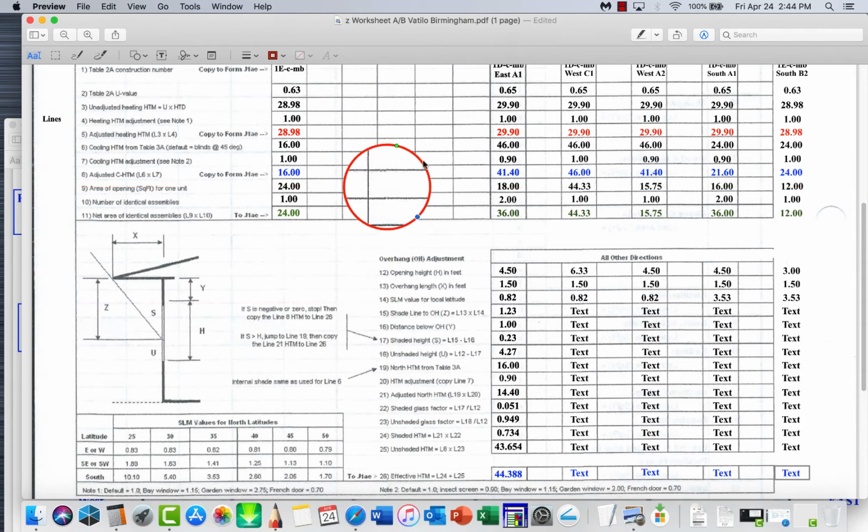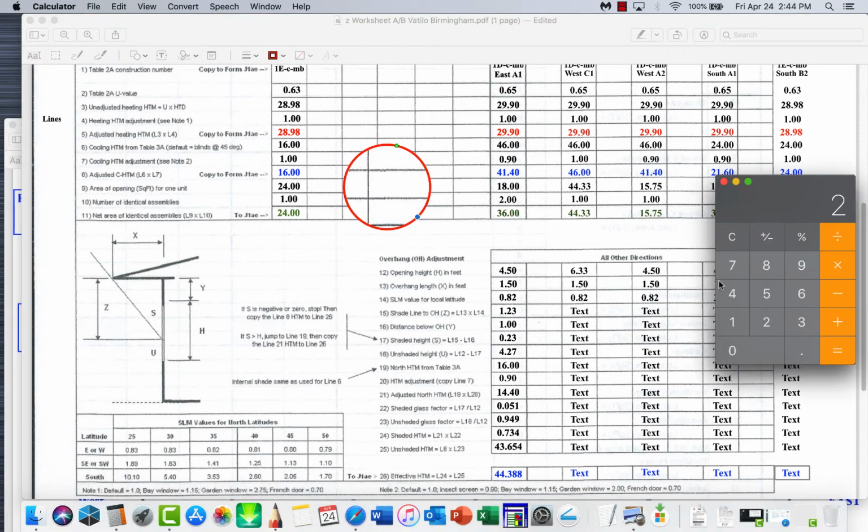Okay. So we're all set up now. Like I said, you can work across this way on some of these numbers if you've already got all this information up here completed. It makes it a little bit quicker going down through there. But typically, you just want to work one column at a time. So on to our next step. Like I said, shade line, overhang, Z. Line 13 times line 14. So 1.5 times 8.2.